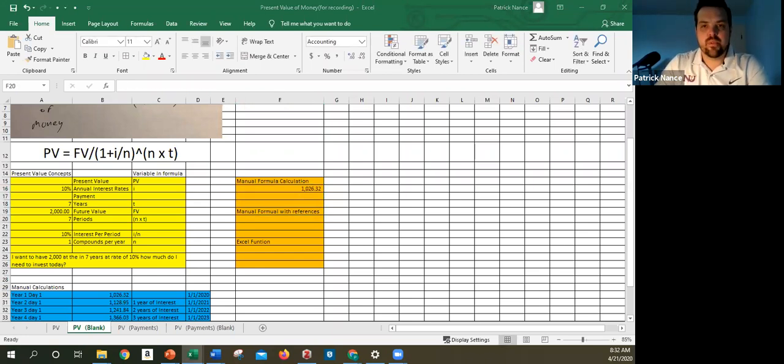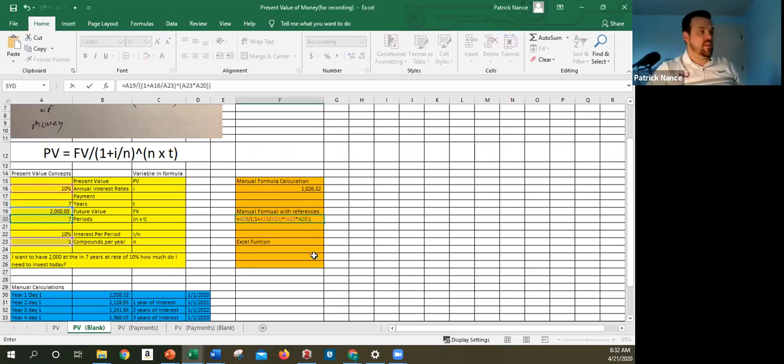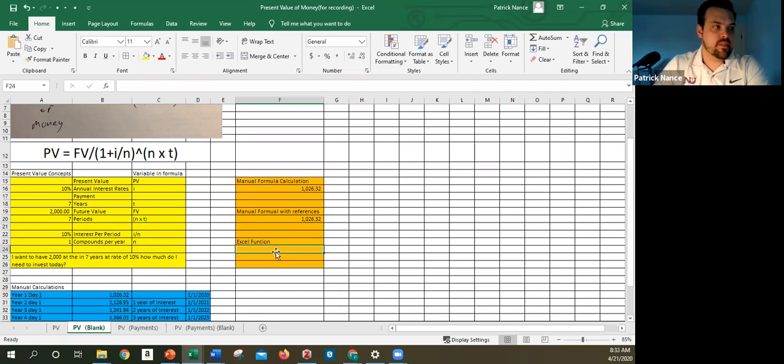Now, same formula, but now if I want to build a calculator out of this, so I can use it for other calculations rather than just the one that we're working on. Same thing, I'm just referencing them now. So the 2,000 is my future value, 1 plus A16. A16 is my interest rate divided by A23, my compounds per year, raised to the power of A23 compounds per year times A20, and actually that should be A18. None of the numbers are the same, but if I was doing multiple periods during the year, I'd want that to be A18. And you'll see it comes out with the same thing.